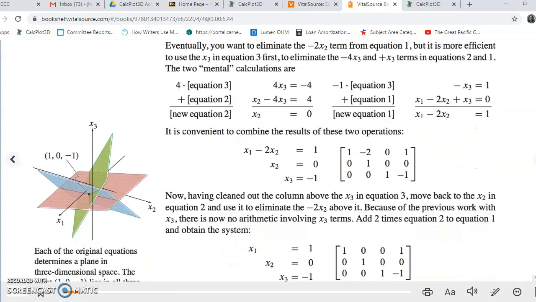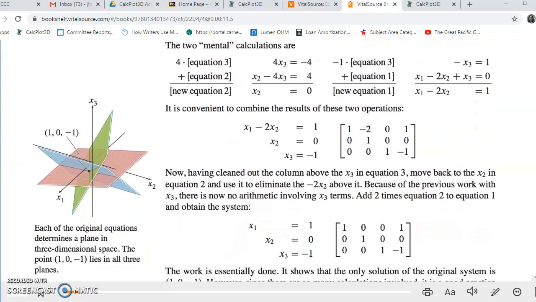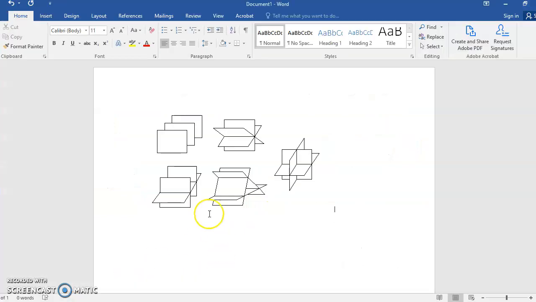If you have three equations and three variables, this example showed you how if you had one solution, (1, 0, -1), that's three planes and they intersect at a point. Okay, now you could have three planes that don't intersect at a point. So in fact, here are some scenarios: three planes that are parallel, or three planes that intersect along a line.